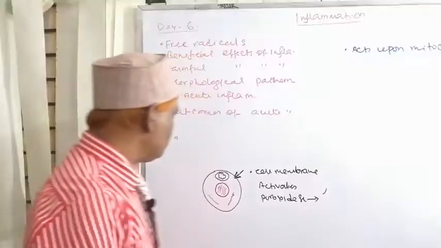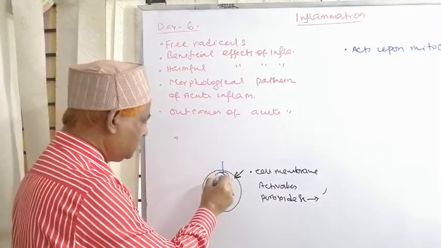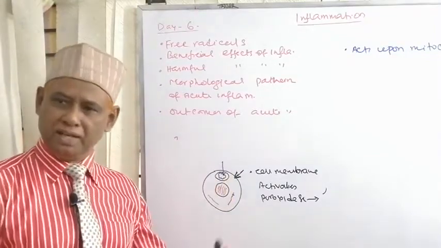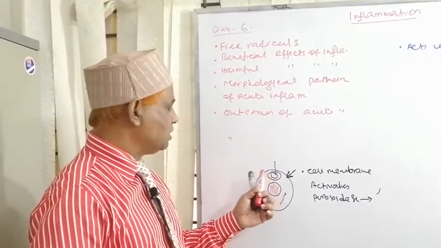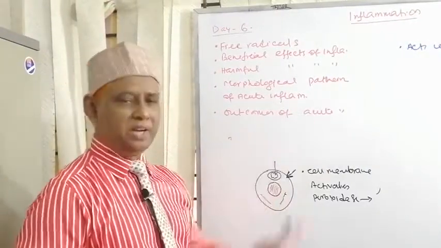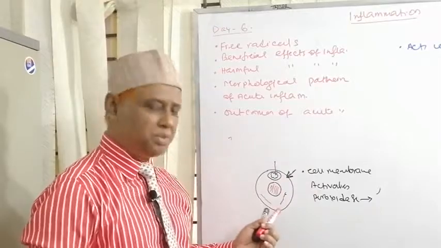Dear audience, you know mitochondria is the powerhouse of the cell. Cellular respiration occurs here and oxidation occurs here. If there is disturbance of the powerhouse by the free radicals, what will happen? There will be cell injury.